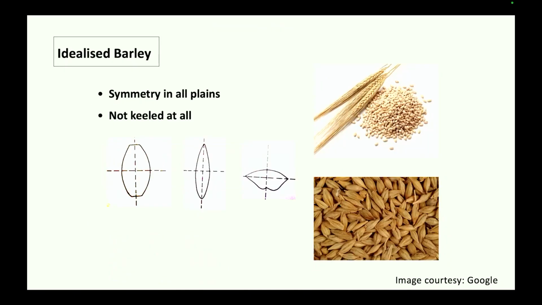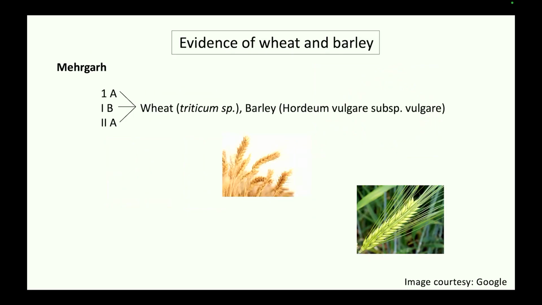Idealized barley has symmetry in all planes and is not keeled at all. These pictures show how we identify good barley, and the Harappans were well known for the cultivation of barley. They used barley for their food items. From Mehrgarh, we found wheat evidence, which is Triticum species, as well as barley species like Hordeum vulgare and vulgare.